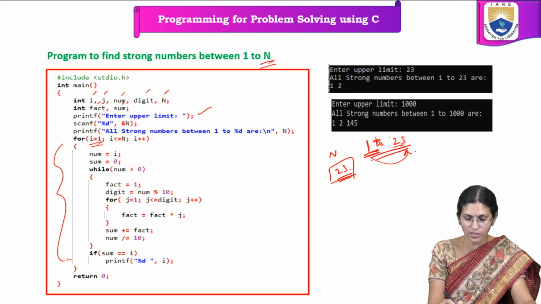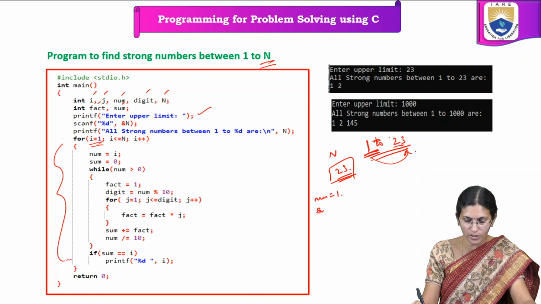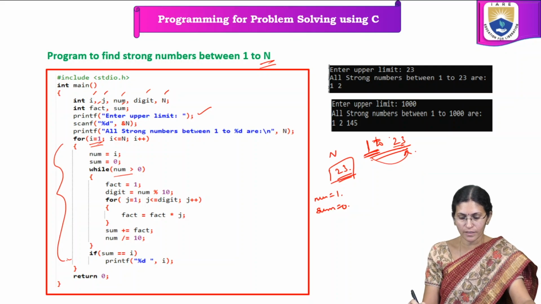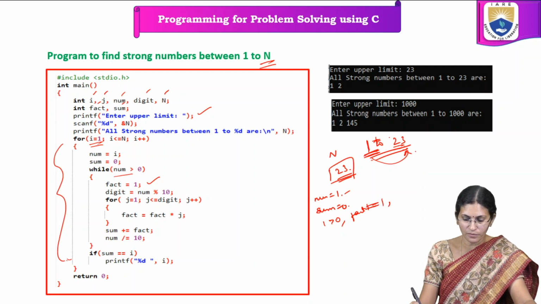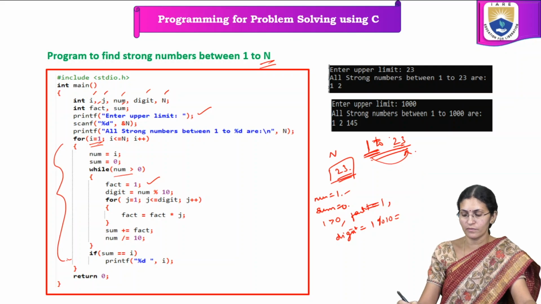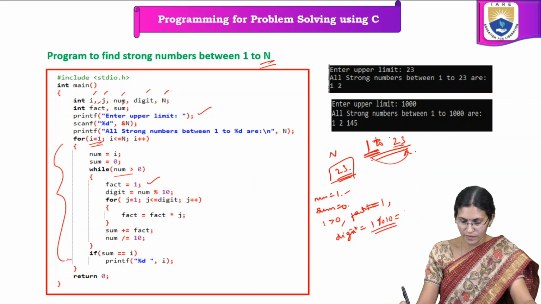So num value is initialized with i. So in the first iteration num is equal to 1. Then sum is equal to 0. Then in the while loop we are checking this condition, num is greater than 0. So num value is 1. 1 is greater than 0. That condition is true. So therefore fact is equal to 1. So this value is initialized to 1. Then after that digit is num mod 10. What is num here? Num is equal to 1. So 1 mod 10, when you divide, the remainder of this division is equal to 1 only.